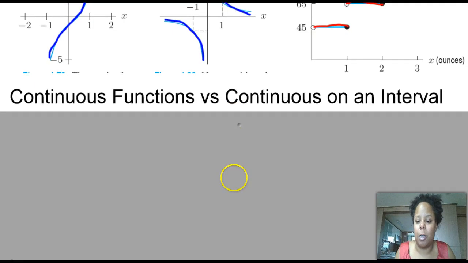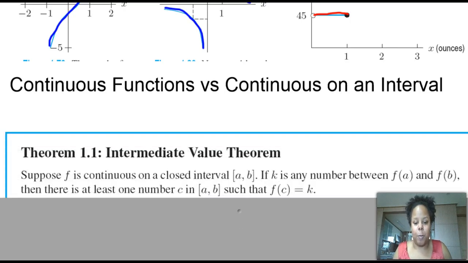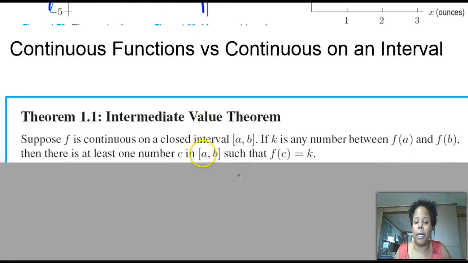So we're talking about being continuous on an interval, and we're going to use the Intermediate Value Theorem to define what that means. Suppose we have a function that's continuous on a closed interval. The reason it has to be closed is that we have to be able to evaluate the function at the endpoints of the interval. The Intermediate Value Theorem says that if I have a number k between my function evaluations at the endpoints, then there's at least one number c in the interval from a to b such that evaluating the function at c gives k.